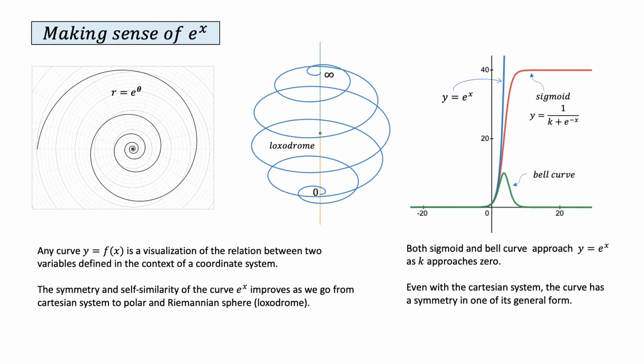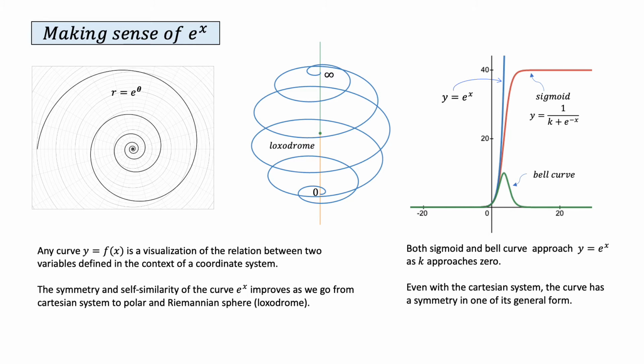The curve in the middle is called a loxodrome. This is similar to the first curve. While the first curve intersects the radial lines at the same angle, the second curve intersects the meridians or the longitudes at the same angle. The points of infinity and 0 occupy the poles of the sphere. This is how the exponential curve looks on the Riemann sphere.